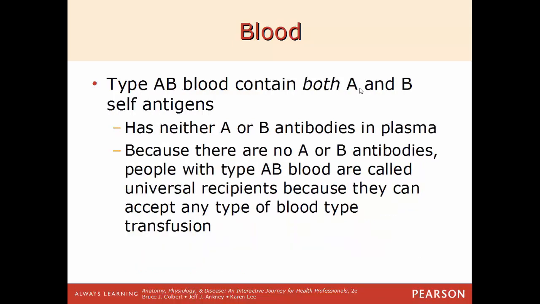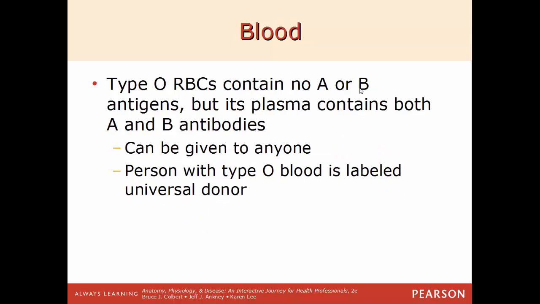Now type AB blood has both A and B self-antigens. So it will have neither anti-A nor anti-B antibodies. And because of this, people who have AB blood are seen as the universal recipients. They can receive blood from anyone because they don't see any other blood type as being foreign. For people with type O blood, their red blood cells contain no A or B antigens, but the plasma will contain both anti-A and anti-B antibodies. So people who are type O are called the universal donors because they can give blood to anyone, because there's no conflict with anyone that they could potentially give blood to.